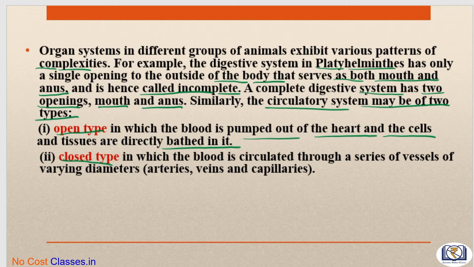But every organism or animal is not the same. In some organisms, the blood is circulated through a series of vessels of varying diameter, maybe arteries, veins and capillaries, as we have. We have arteries, veins and capillaries for the flow of blood. But lower organisms, or you can say the lower phyla, do not have it.